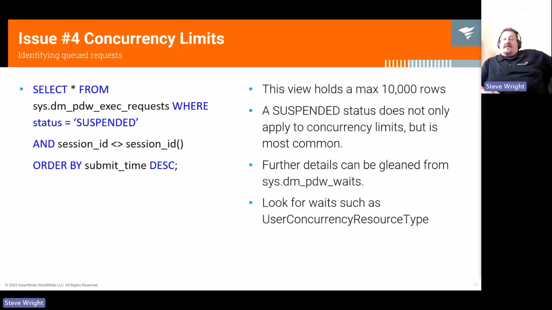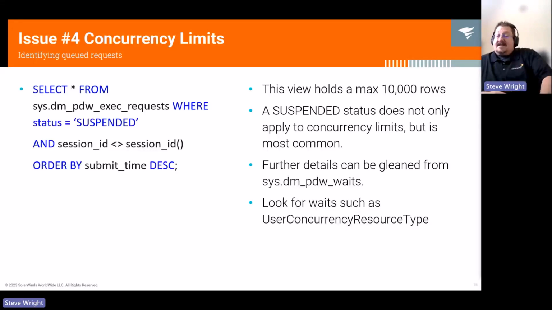Some things to be aware of: this view only holds a max of 10,000 rows. Depending on how busy your SQL pool is, that can be flushed out in hours or days, it all depends. Just be aware of that. The max is 10,000 rows. One of the benefits of a third-party tool like SQL Sentry is that it's synchronized and can be held longer in a separate repository. But focusing on the native tools here, that's a limitation.